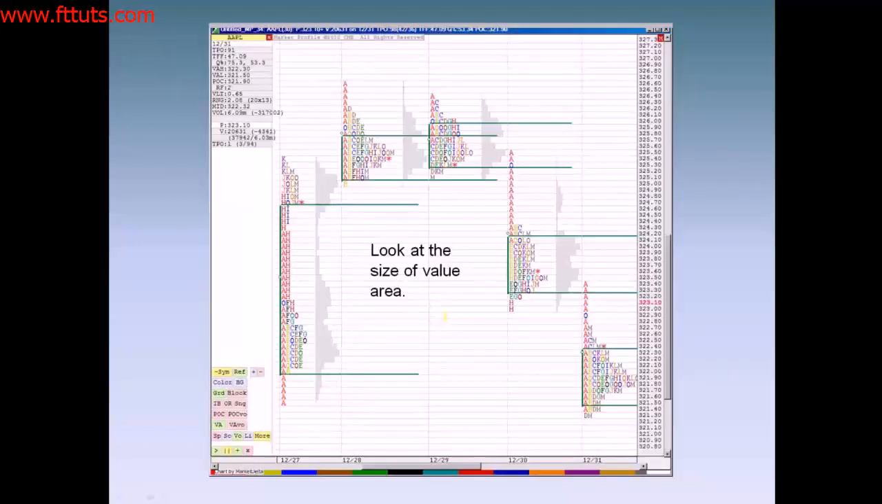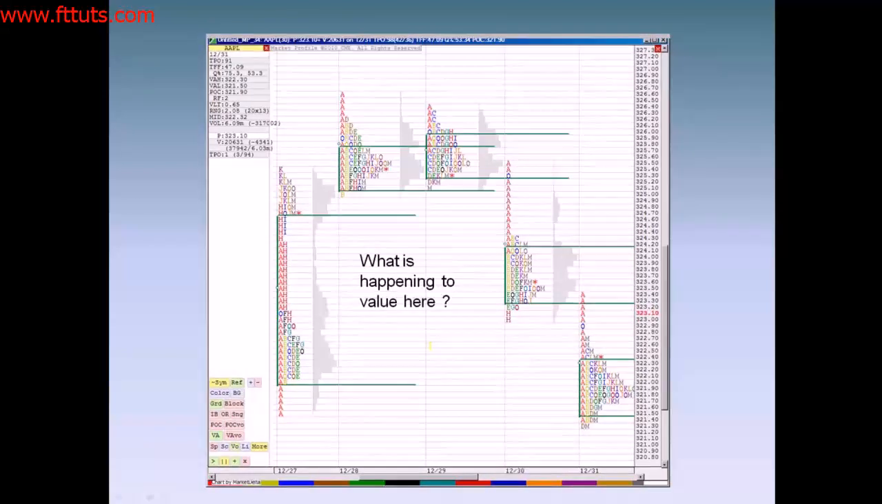Now here, look at the size of these different value areas. We're going to spend a lot of time together talking about value areas and interpreting what these mean and what is happening to value here. It really should not be difficult for you to see value is dropping on this chart. All right.